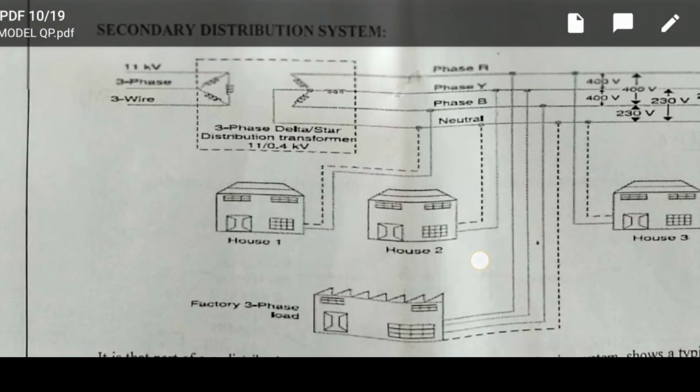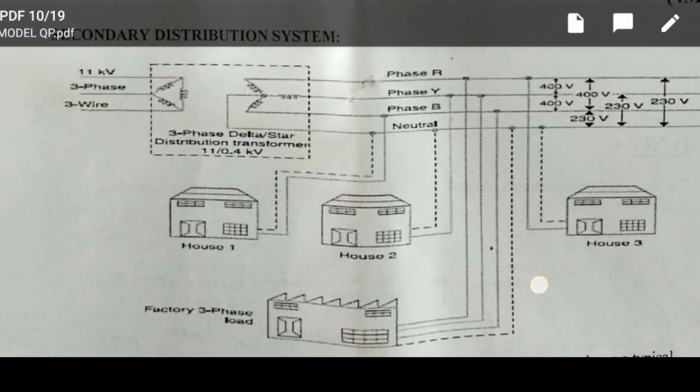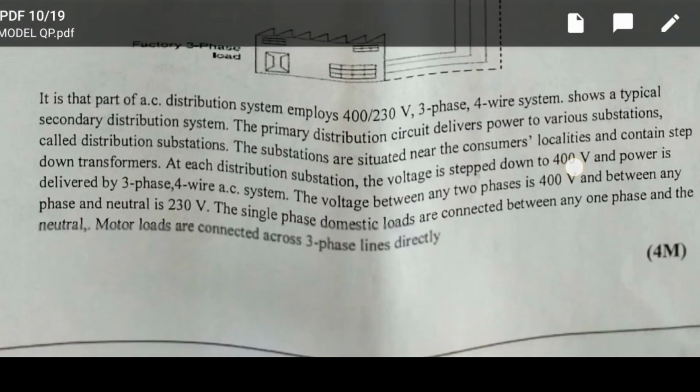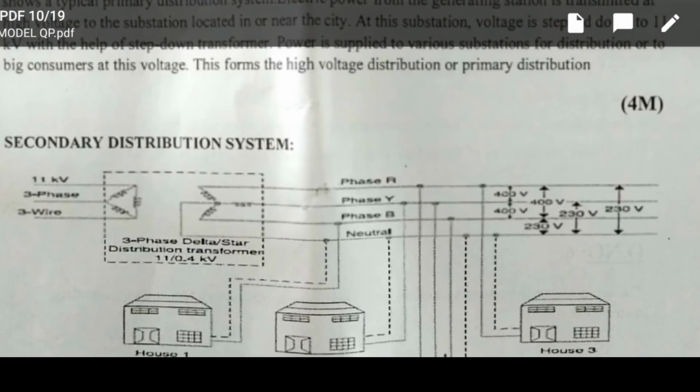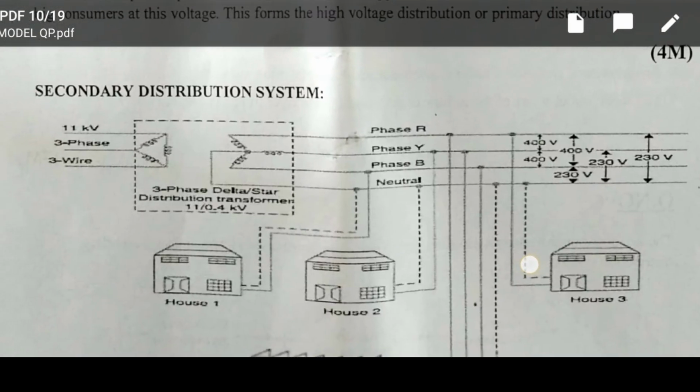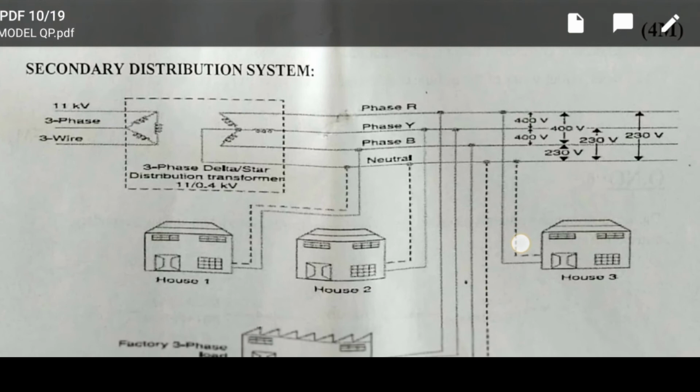You can see secondary distribution also here. This is the secondary distribution. For houses we are getting 440 volts, 230 volts, that comes under secondary.